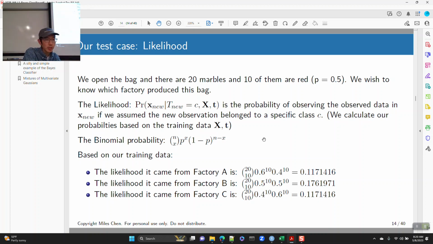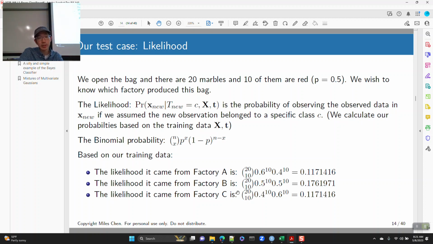Here we're going to start off with the likelihood. The likelihood is, what is the probability of getting the data that we have, the X values that we have in our data, if it came from factory A, or factory B, or factory C? This we can just use a binomial probability. When you calculate a likelihood, the X values are fixed and the parameters are what change.